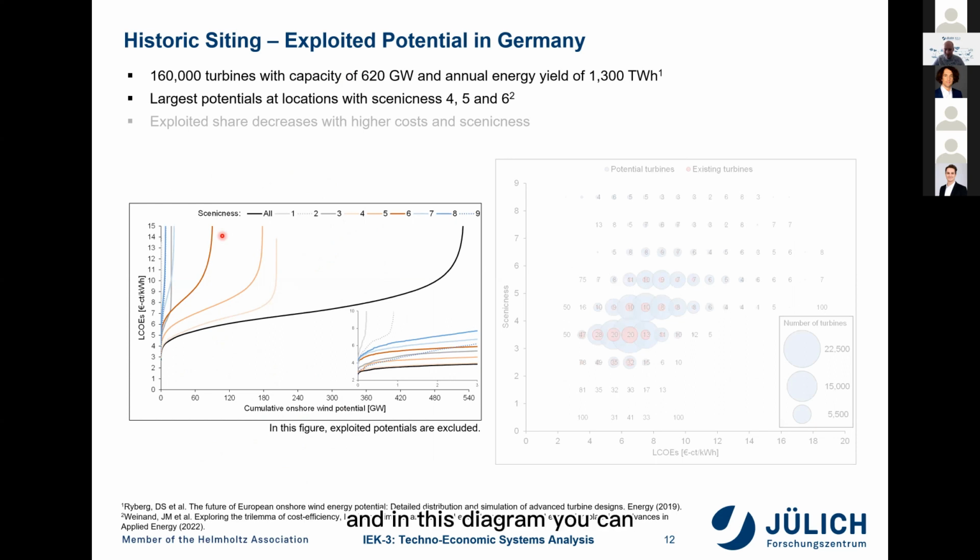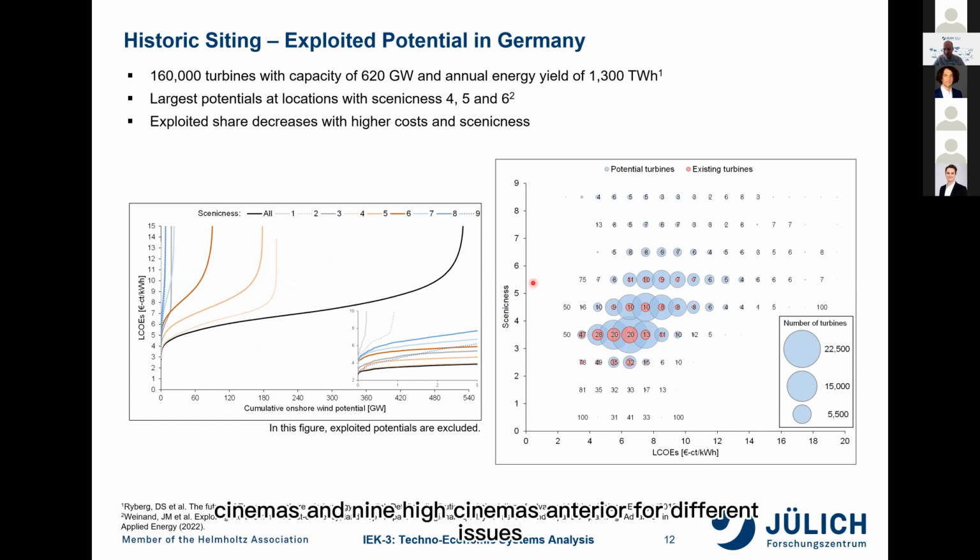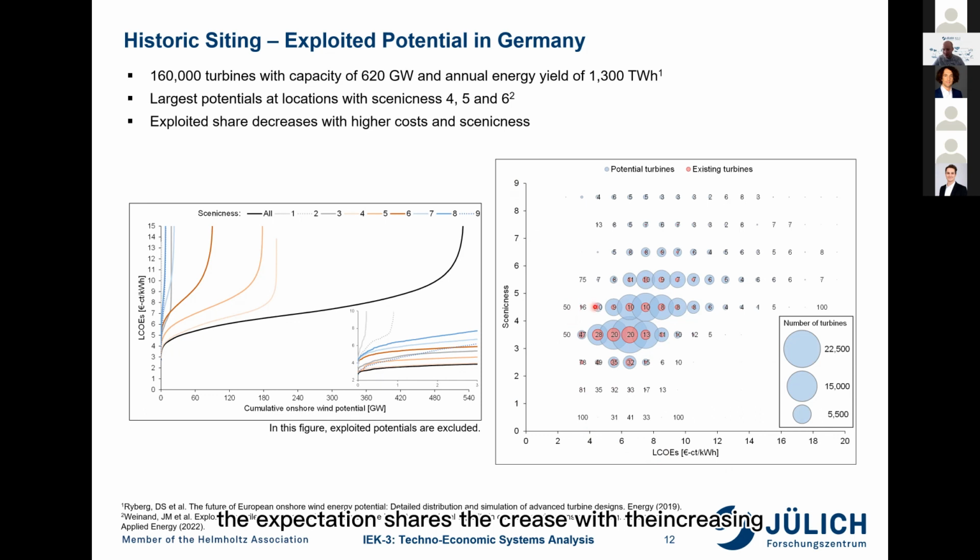And in this diagram, you can again see the exploitation shares, this time only for Germany, and for scenicness ratings from 1 to 9, with 1 being low scenicness and 9 high scenicness, and here for different LCOEs. And again, you can see the exploitation shares decrease with increasing LCOEs, and they also tend to decrease with increasing scenicness. So both of these criteria were probably of high importance for the historic siting in Germany.